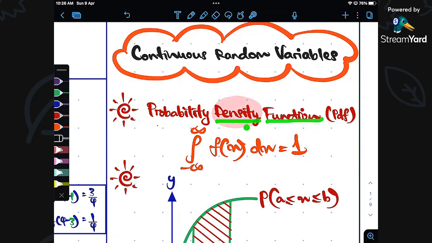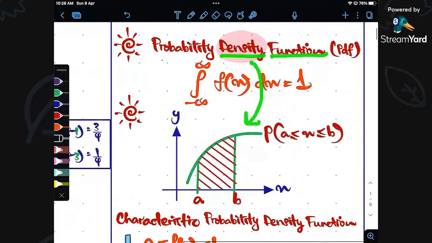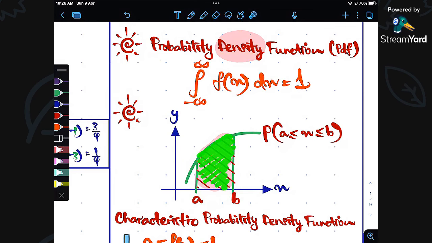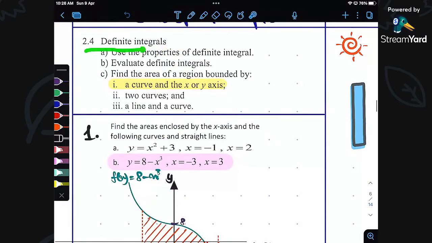So density is involving a graph where, with this graph, we can find the area of the region from a limit to another limit, you know. So basically, density means finding the area of the region from a limit to another limit. Okay, that's why in order to find this area of the region, or we call it area under the graph, we use integration. Remember, 2.4, we have learned definite integrals where we have learned the area of the region.